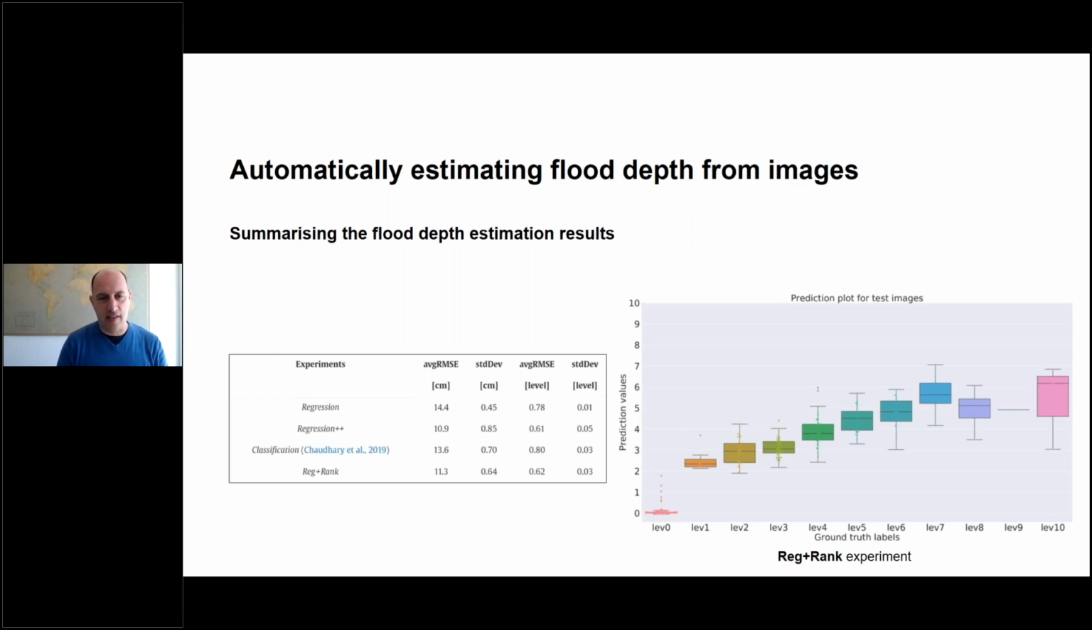And then what we can see is that the quality of the prediction decreases when we have higher levels or higher water depths. This has to do with the fact that for images on level 9 and level 10 and so on, we end up having fewer images, because people get water up to the head. So then it becomes very, very dangerous, and the amount of images we had to train the model becomes much lower.